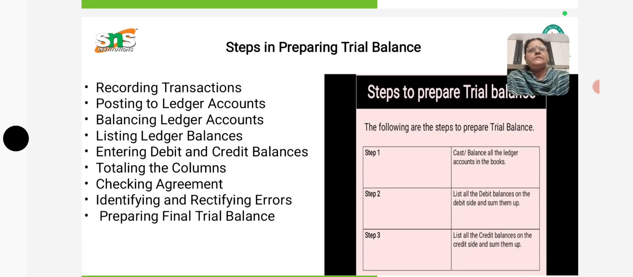Coming to the steps in preparing a trial balance. So there are several steps for preparing a trial balance. Number 1, recording transactions in the journal, posting them to ledger accounts, balancing ledger accounts at period end, listing ledger balances, entering debit and credit balances in a trial balance, totaling the columns, checking agreement between debit and credit totals, identify and rectify errors if totals do not match, prepare the final trial balance after correctness. So these are all the different steps for preparing a trial balance.